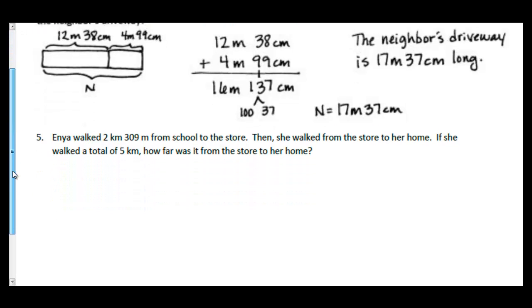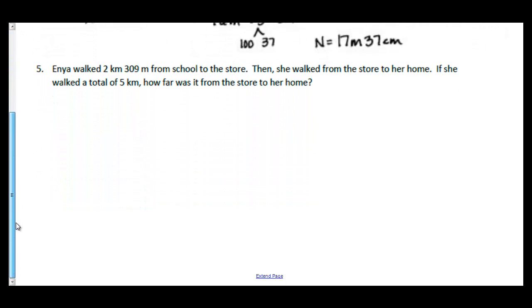All right, so let's take a look at number 5. So again, we're going to read, draw, and write. So Kenya walked 2 kilometers 309 meters from school to the store. Then she walked from the store to her home. If she walked a total of 5 kilometers, how far was it from the store to her home? So I want you to pause the video and try to come up with a tape diagram, and then press play when you're ready to check.